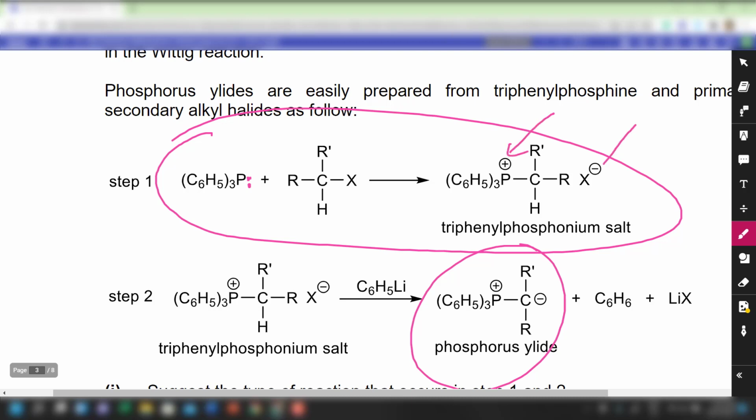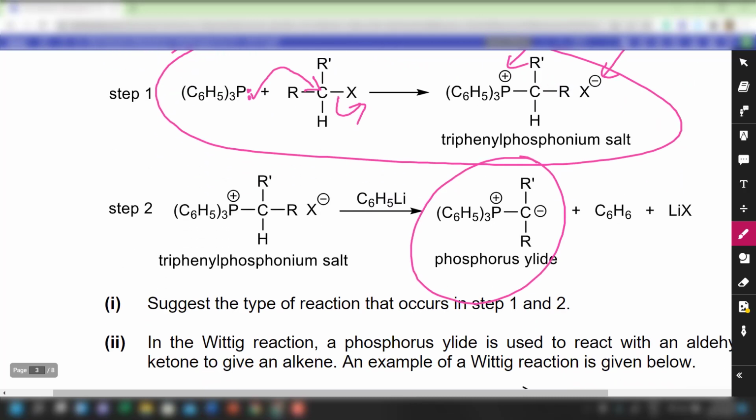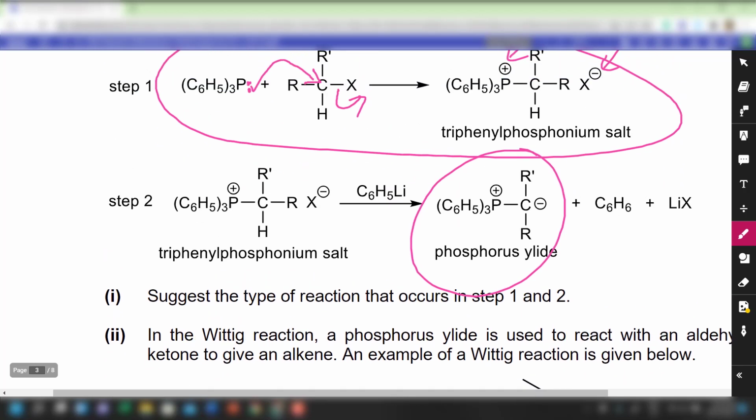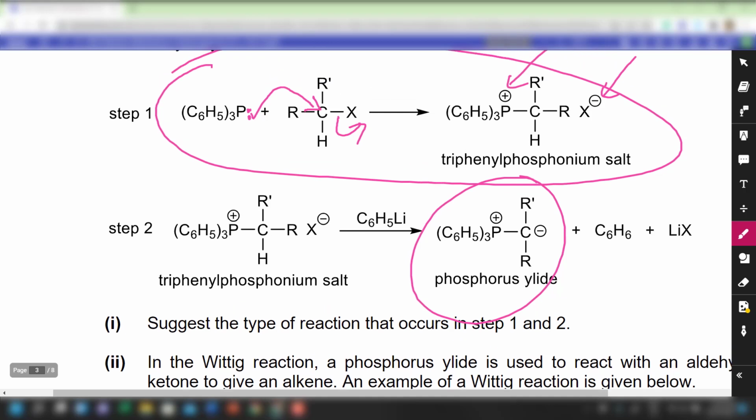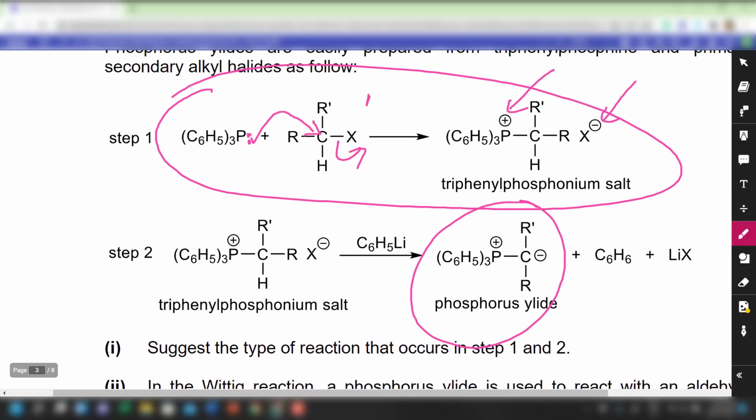And of course there's a leaving group X here, so you can envision it to be some sort of nucleophilic substitution, which is being asked of you in part 1. What suggests the type of reaction that occurs in step 1 and 2. So step 1 is nucleophilic substitution. You don't need to tell us whether it is SN1 or SN2, because it is not very important here.